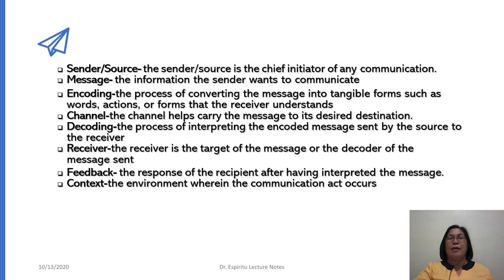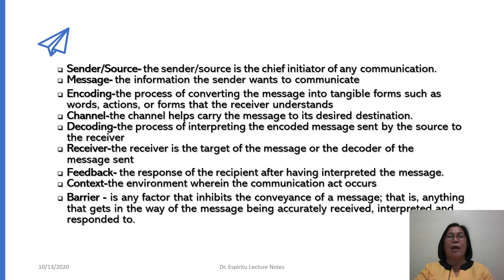Another example is when you're in a canteen, the context would be friendly. When you're in a classroom, the context would be formal. You are going to learn something. When you are in a church, that would be very formal. That's what we call frozen, where you have to sit and listen only, and so on.